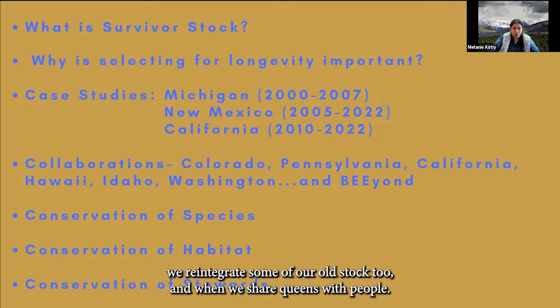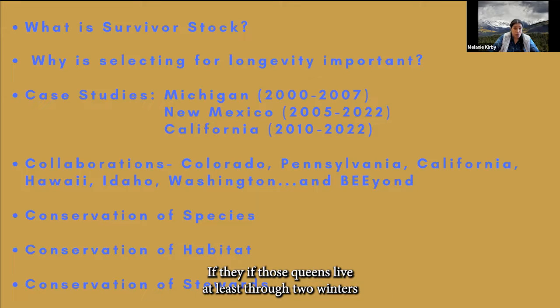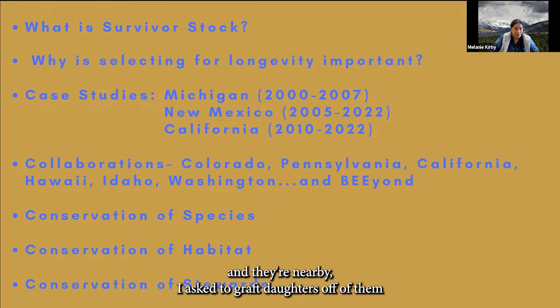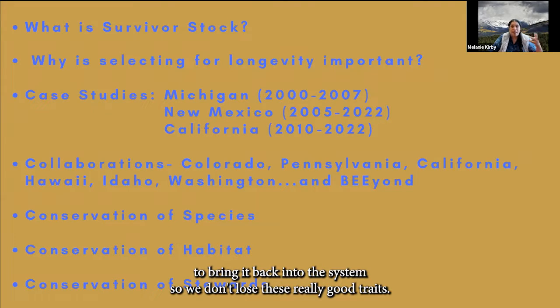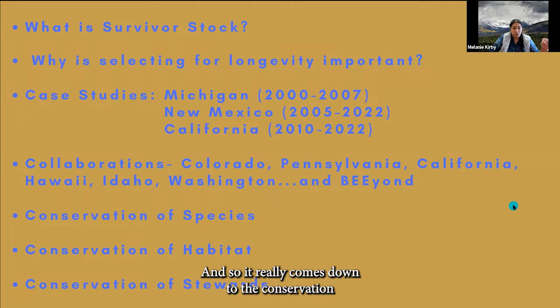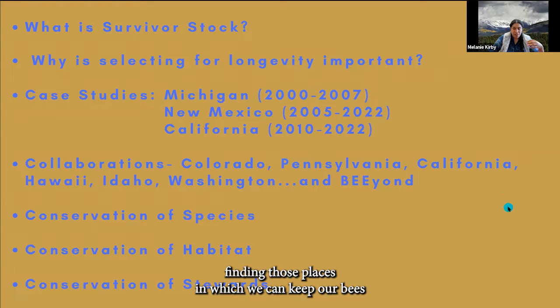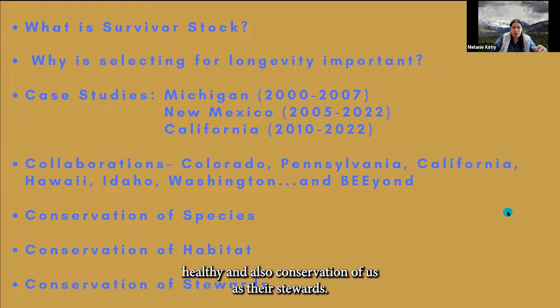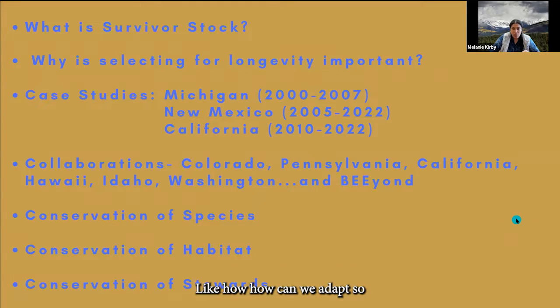When we share queens with people, if those queens live at least through 2 winters and they're nearby, I ask to graft daughters off of them to bring it back into the system, so we don't lose these really good traits. It really comes down to the conservation of species or subspecies, or in this case, our varying ecotypes and crosses, but also conserving the habitat, finding those places in which we can keep our bees healthy, and also conservation of us as their stewards. Like, how can we adapt?